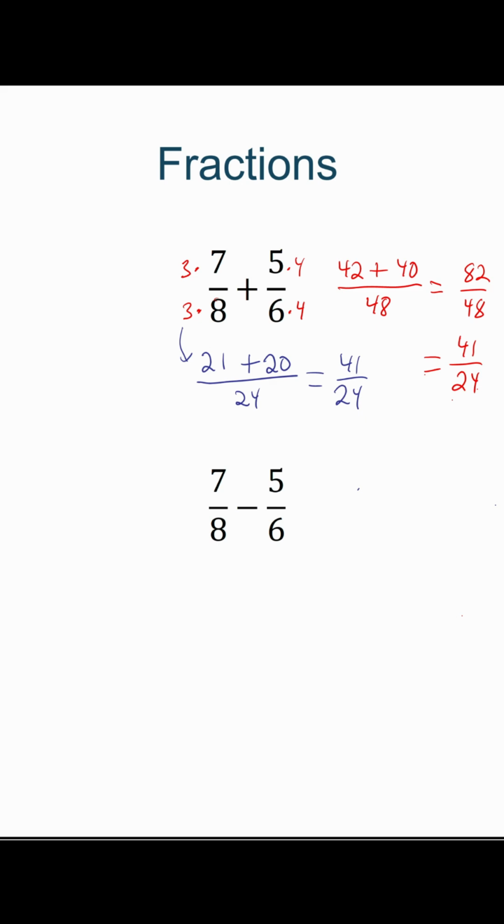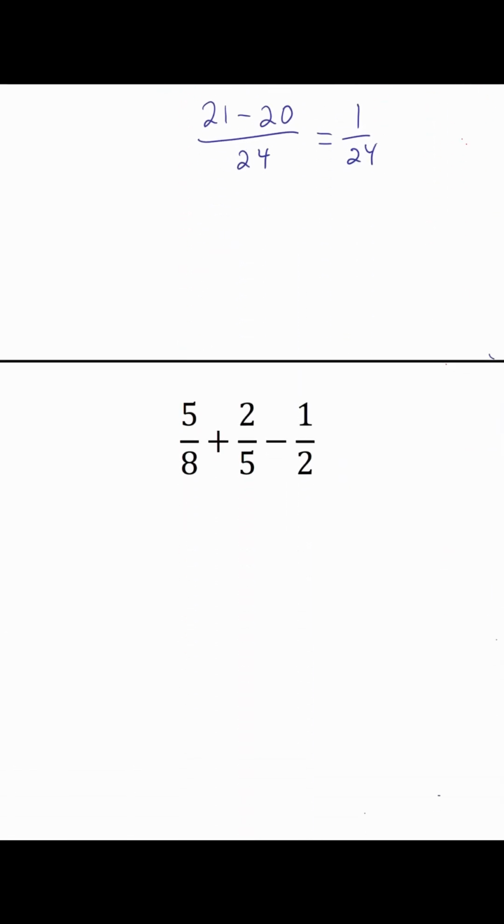Now, if we want to do subtraction, it works the same way. Once again, we can multiply the numerator and the denominator for the first one by 3. We'll do the numerator and the denominator of the second one by 4. And then we'll get 21 minus 20 over 24, which is 1 over 24. And using the butterfly method, you'll get the same thing. You'll do 42 minus 40 over 48, which is 2 over 48, which reduces to the 1 over 24.